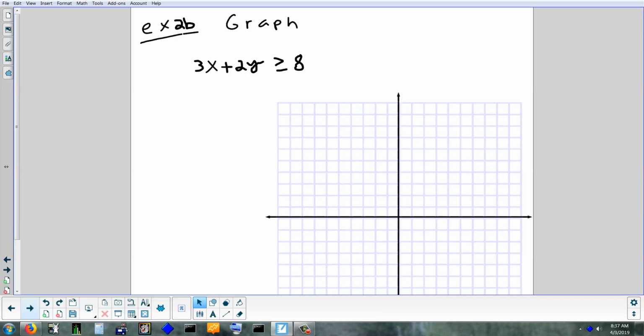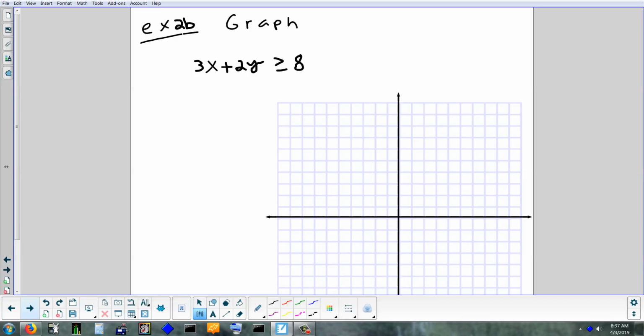Okay, so Mr. Roy is going to go through this one with you. And it's going to be just like the last one, except there's one thing you have to do first to set it up. So, like we talked about yesterday, the steps that we have to follow, the first thing we have to make sure of is what? It's going to be in y equals mx plus b, right?